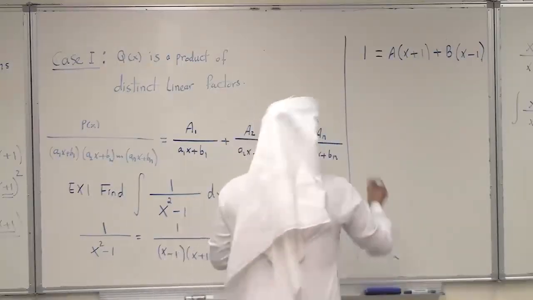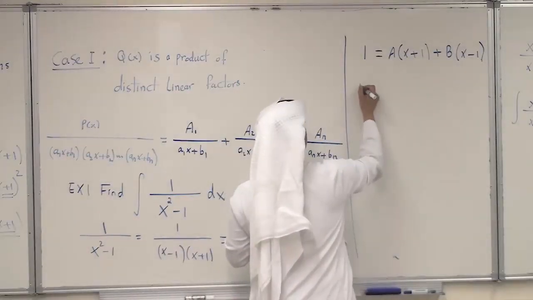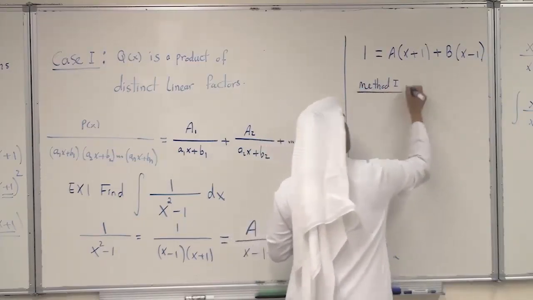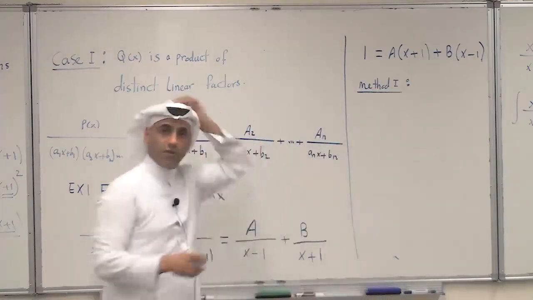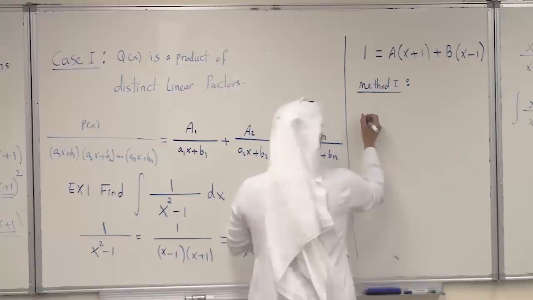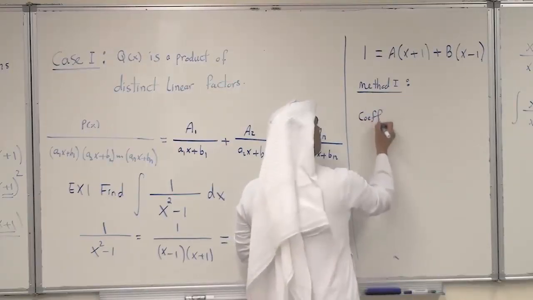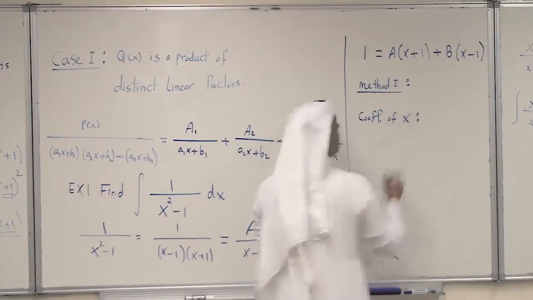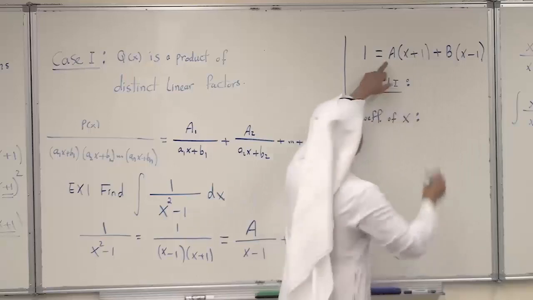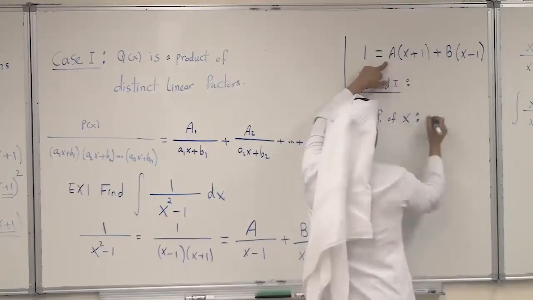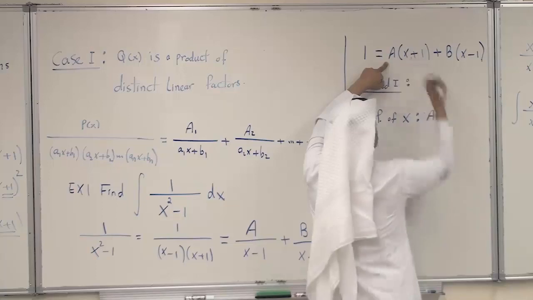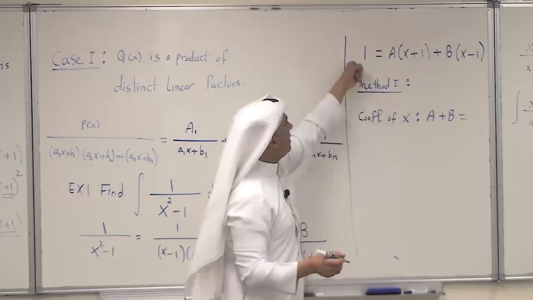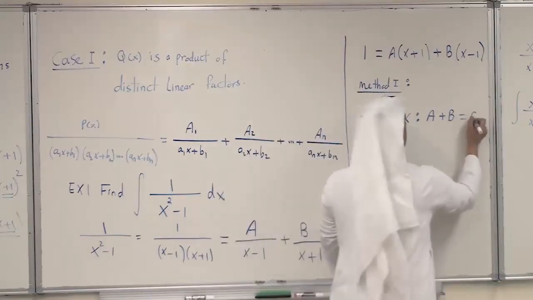So what do we have here? I will do it by, let us say, if you like, method 1. So method 1 will be what? Method 1 means we are comparing coefficients of both sides of the equation. Now let me start with the coefficient of x. This is a polynomial of degree 1. So what is the coefficient of x in the right hand side? In the right hand side, the coefficient of x will be a plus b, isn't it? And the coefficient of x in the left hand side is 0.